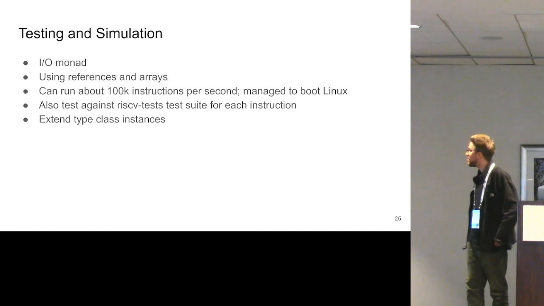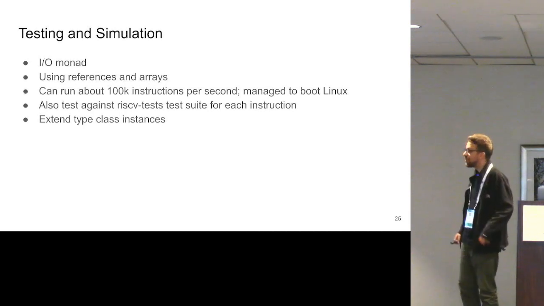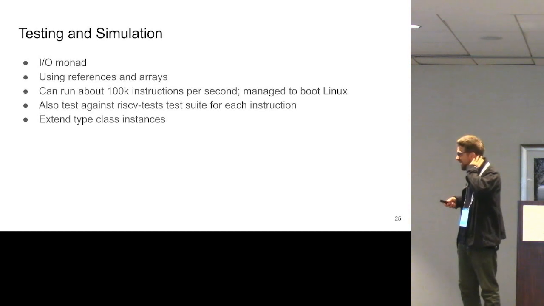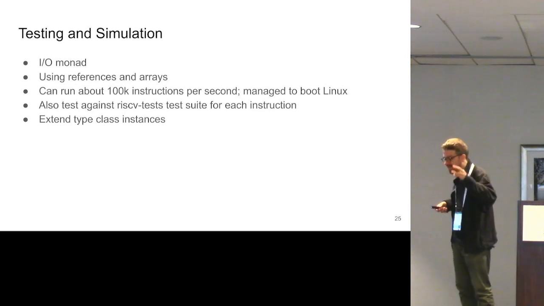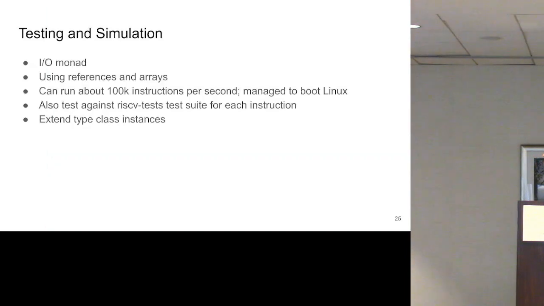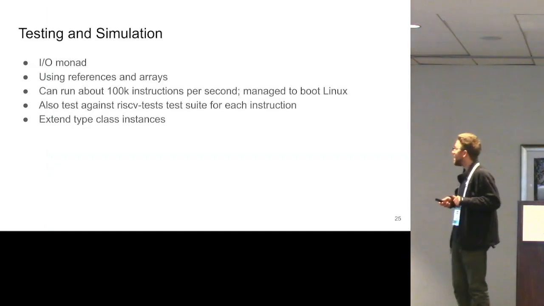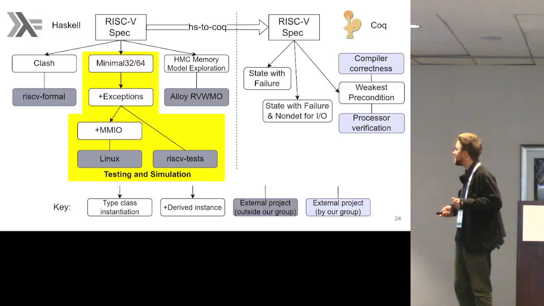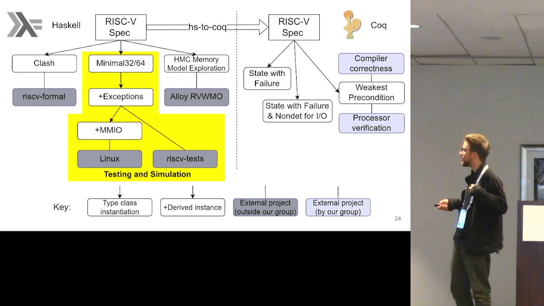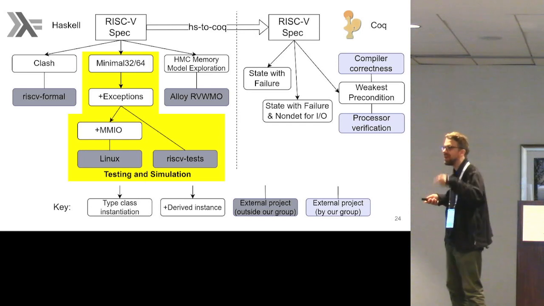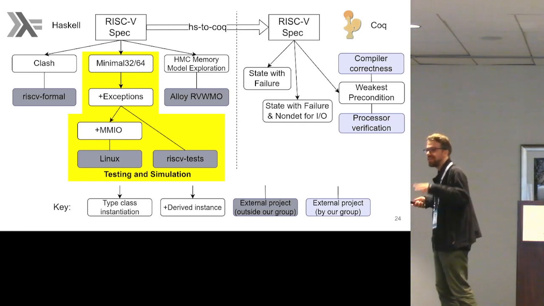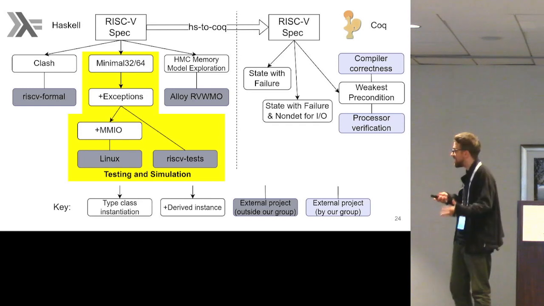And we managed to boot Linux. We also managed to run small tests for each RISC-V instruction. And maybe the image is going to come back. Yes, it does. And we use this extending type classes. Basically, we start with a simple instance, and then using some lifting, we can add additional features such as exceptions or memory mapped I/O by lifting all the operations that don't change and adding one more operation that uses the added capability of the monad.